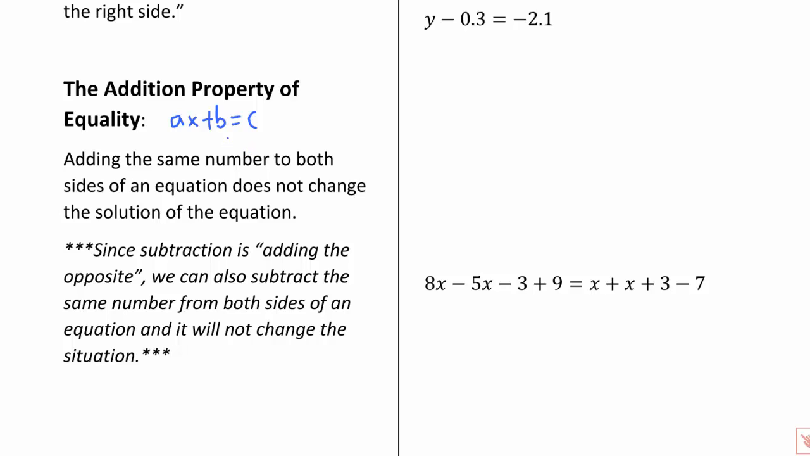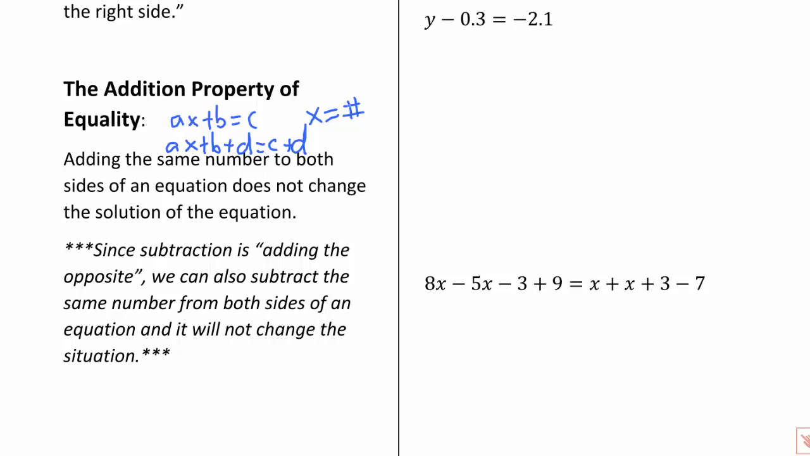So what we want to do is find a way of getting the x effectively by itself, to get x equal to some number. Now it says here that adding the same number to both sides of an equation does not change the solution of the equation. What this looks like, if I started out with ax plus b equals c, I could add some other number: ax plus b plus that number is equal to c plus that same number. This equation here has the same solution as this equation here.